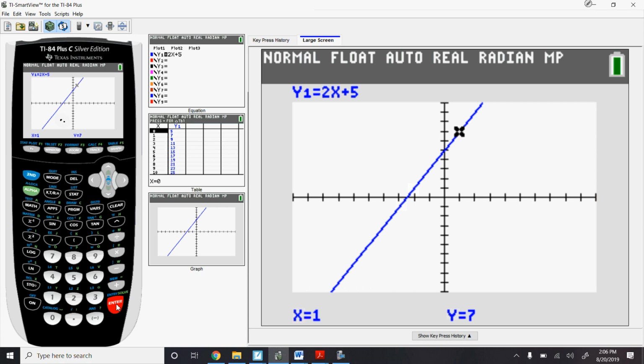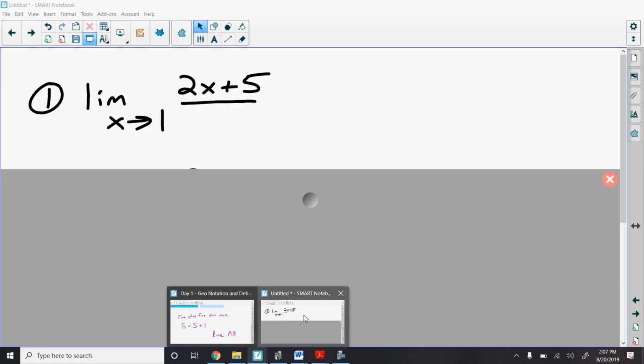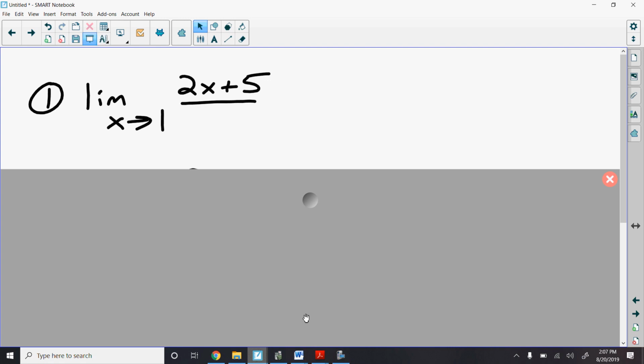So one way that we can solve limits, if we have a nice function, and we're eventually going to refer to this as a continuous function, is that I can just plug 1 into my equation. So I can do this without using my graph. So I know the answer here is 7.